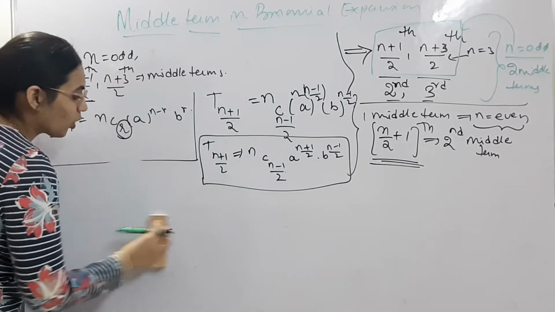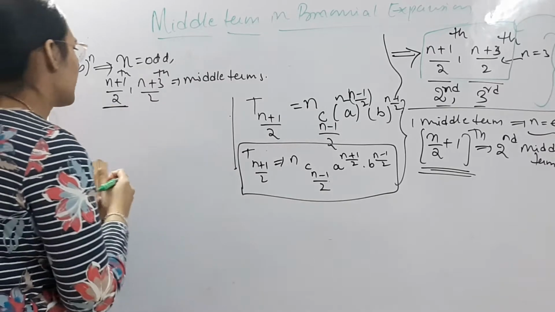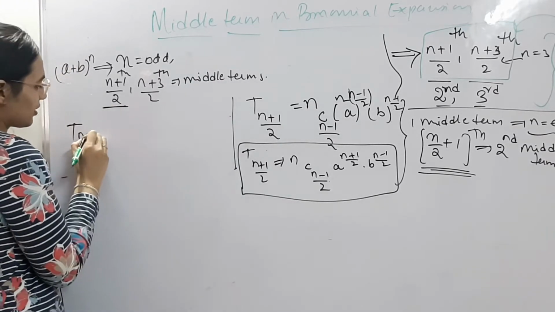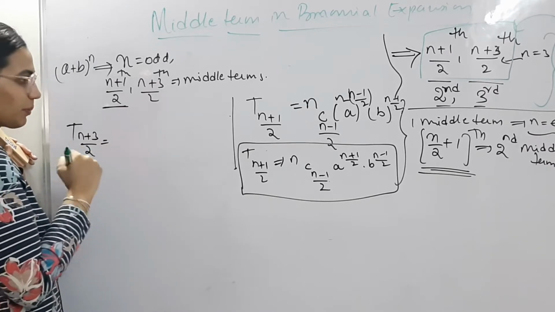Now, what is the middle term of (n plus 3) by 2? If you take (n plus 3) by 2 as r plus 1, you know for a fact that for r we got (n plus 1) by 2 by calculation.